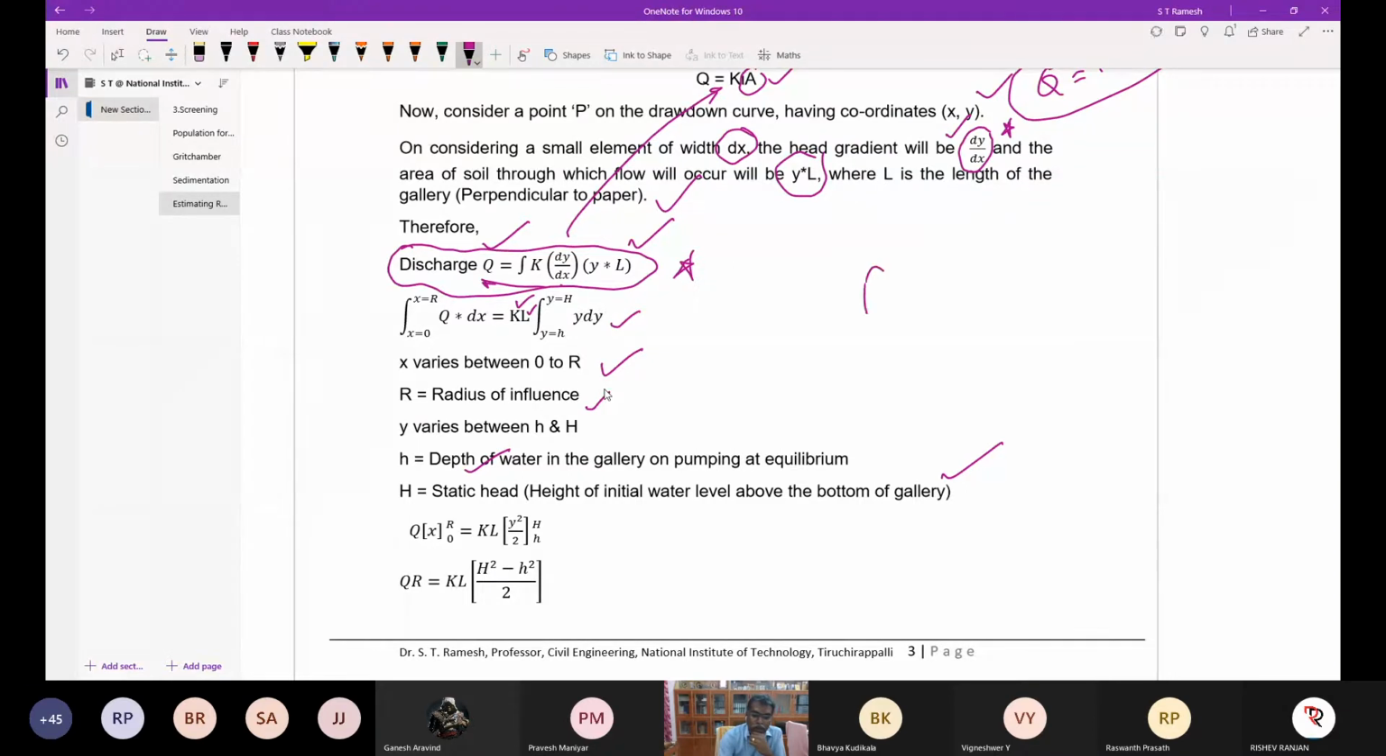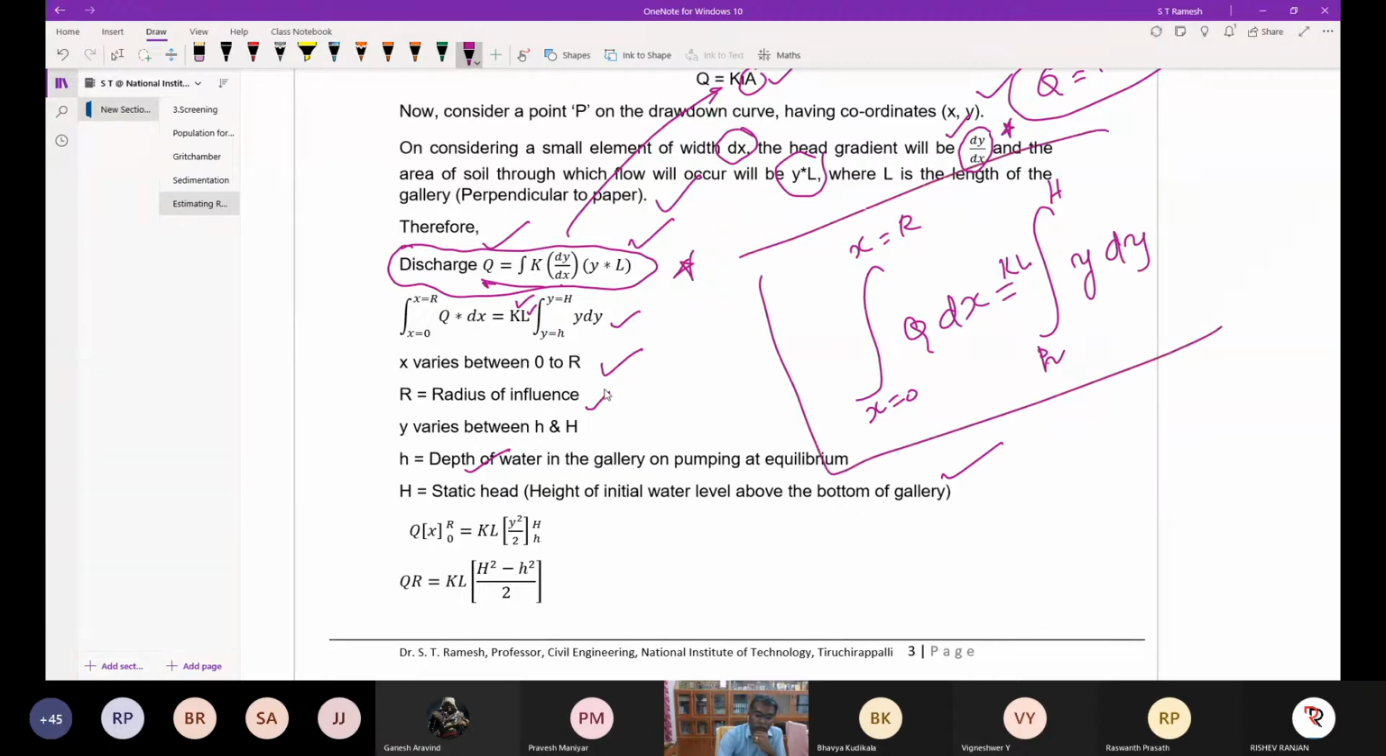Let me repeat again. The integration of x from 0 to r of Q into dx is equal to the integration of K into L, which are constant, and the integration from small h to capital H of y into dy. If I solve this equation, I will be able to find the Q value. All others are very simple.